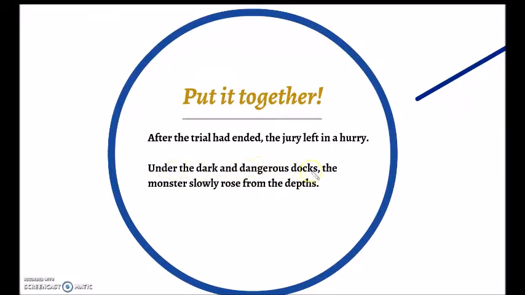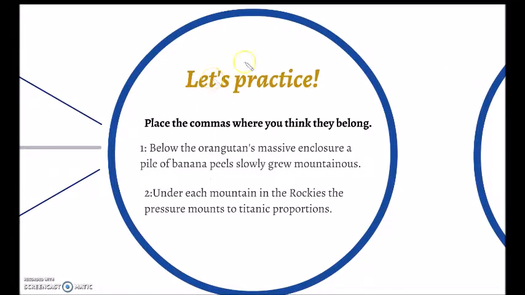These introductory phrases rely on information in the rest of the sentence to make sense. After the trial had ended, the jury left in a hurry. The jury are the ones doing the leaving. So the introductory phrase doesn't have its own operative subject and verb. So let's practice this. We'll place the commas where you think they belong. You can pause the video here and take a look at it on your own.